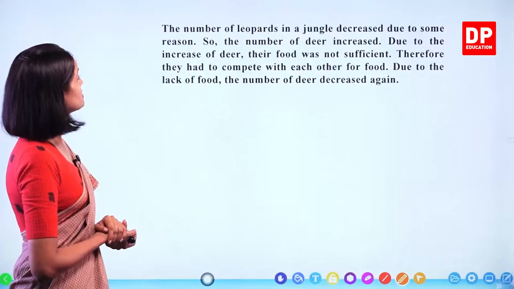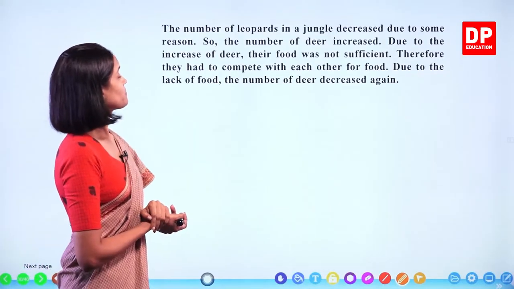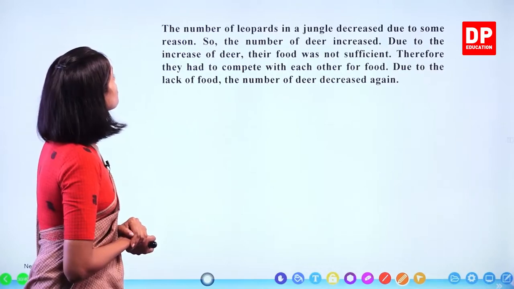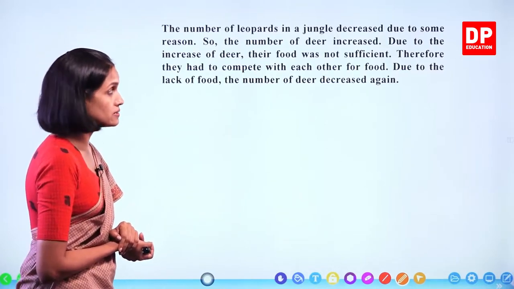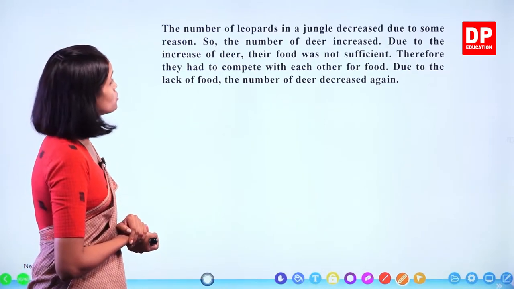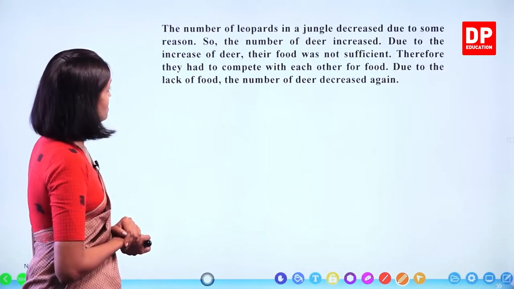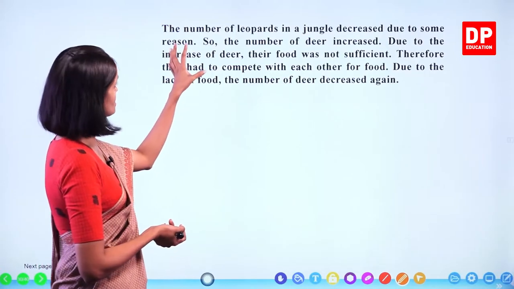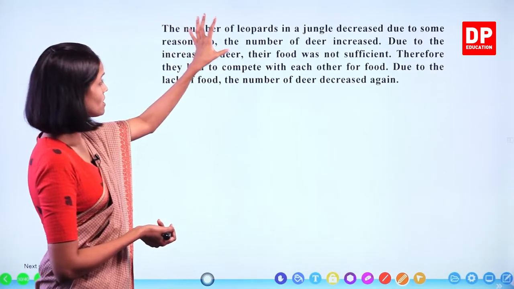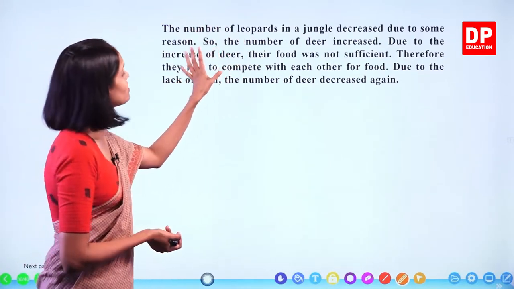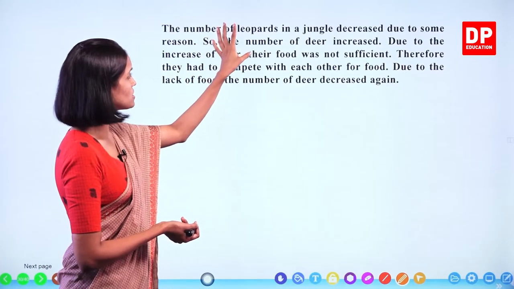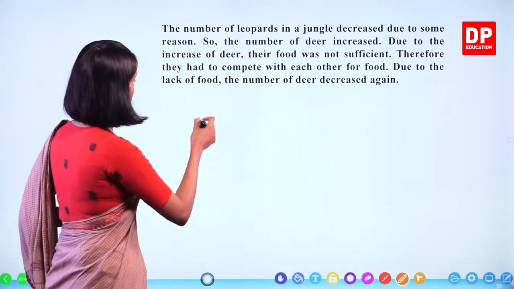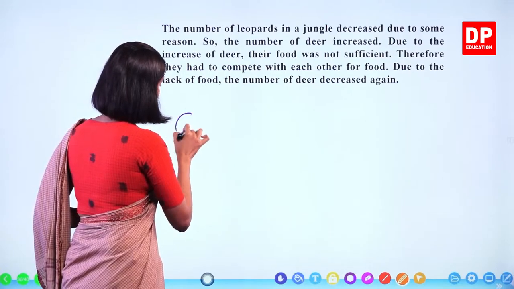Right. Look at this. The number of leopards in a jungle decreased due to some reason. So the number of deer increased. Now here the incident talks about leopards and deer. Shall we write a food chain using these two animals? Look, starting from green plants.